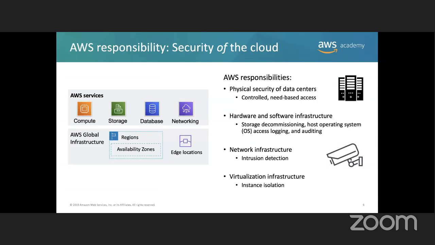Security of the cloud. Okay, of the cloud. AWS responsibility, physical security of the data centers. That makes sense, right? They have to secure the data, that the data centers with people there. They have to have security guards. They have to have people that control the place, right? Control, need-based access. So they control the access to these places, and they have surveillance cameras that are just recording whatever is happening on the outside.